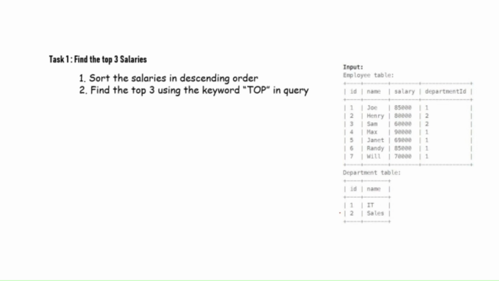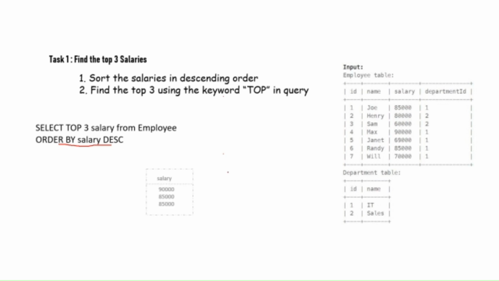First, we will see what the top 3 salaries are. In order to do that, we will need to sort the salaries in descending order, and then we will fetch the top 3 values using the keyword TOP. Let's do it. This is how the query is going to look like: SELECT TOP 3 salary FROM employee ORDER BY salary DESC. This ORDER BY salary DESC asks to sort the salary, and descending order means we sort the salary from highest to lowest.